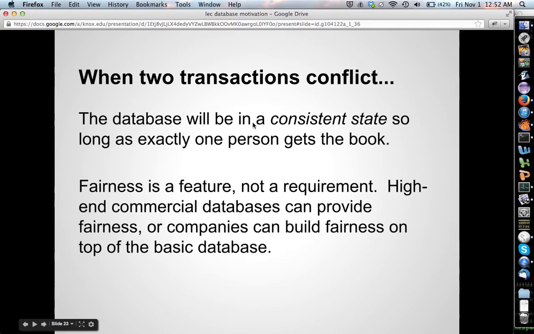So this is part of consistency. The database is in a consistent state as long as exactly one person gets the book. Now we may want fairness. We may want whoever gets it into their shopping cart first to have some sort of priority. But that's a feature, not a requirement. High-end commercial databases, like from Oracle, may provide fairness. But you can also build fairness on top of just a basic database like MySQL, as some people call it. You can certainly build fairness into things, because fairness is a really good feature. Maybe it's great, but it's not really a requirement for correctness.